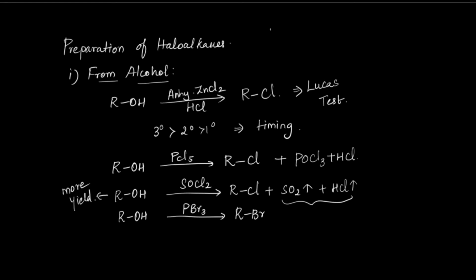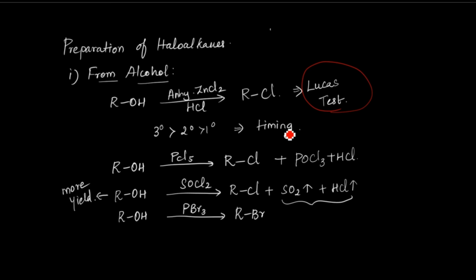Then comes our preparation part. The preparation of haloalkanes can start from alcohol. Alcohol, upon treating with anhydrous zinc chloride in acid medium, is a famous test called the Lucas test. This test is used to distinguish primary, secondary and tertiary alcohols. Depending on the timing, how easily it reacts, we can distinguish these three types. Tertiary alcohol reacts immediately, then secondary, then primary alcohol. You can see the turbidity that indicates the reaction.